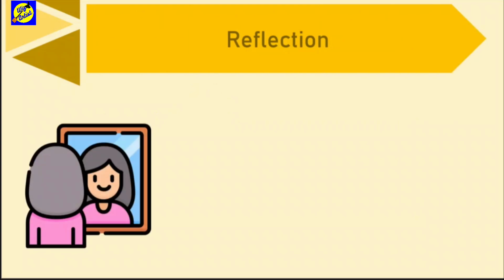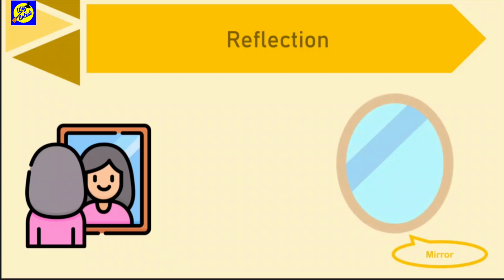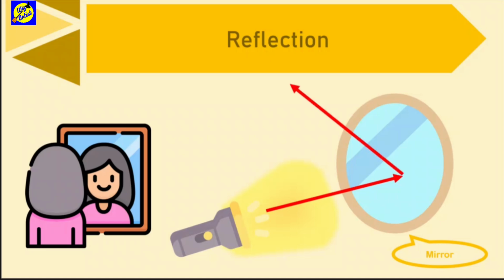Now let's understand about reflection. We know that light always travels in a straight line, as we have studied in earlier classes. But when a ray of light strikes against a polished or shiny surface like a mirror, it is initially traveling in a straight line. But once it has struck this mirror, the light changes its direction and moves ahead in that changed direction. This is the changed direction.